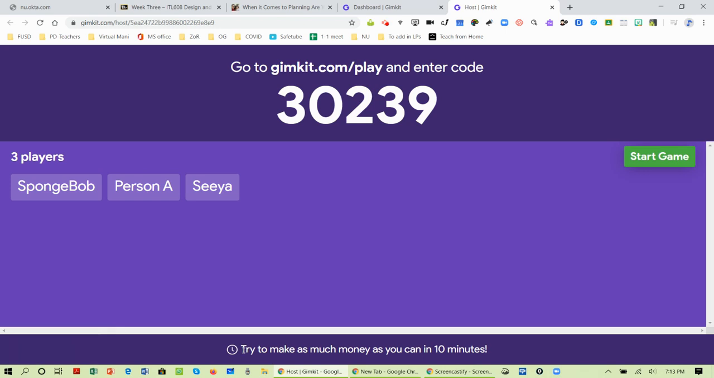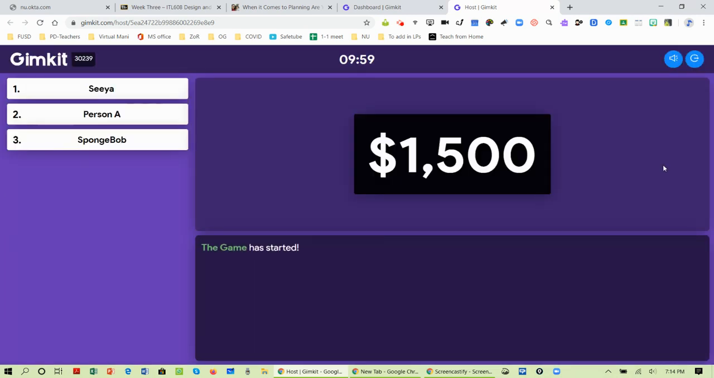I have my family playing this game that I created on Gimkit.com. This is a formative assessment game that I will be playing with the whole class. And I have my students enter the code and they are all ready to go. And here's how the game is played. I say start game. It's similar to Kahoot, but it lets you earn points and shop. So the game has started.